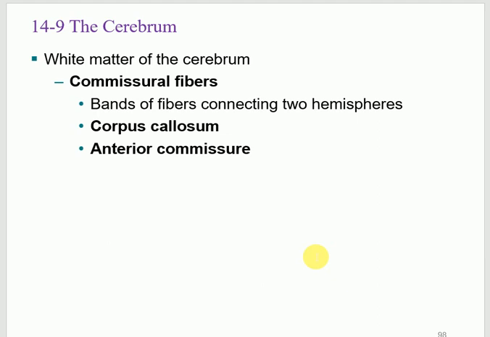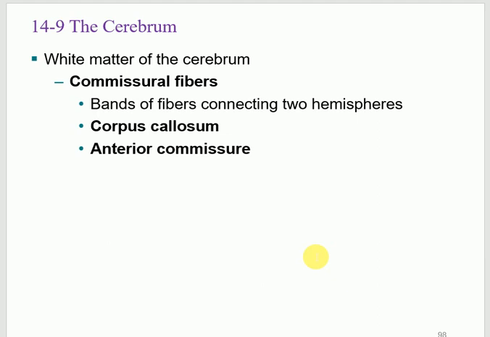Next is called commissural fibers. So association fibers are the same side, same hemisphere. What's connecting the two hemispheres together? Commissural fibers. Commissural means connectors. One of them is called corpus callosum, and the other one is called anterior commissure. You need to know this for sure: what association fibers are, what commissural fibers are, and the subdivisions.